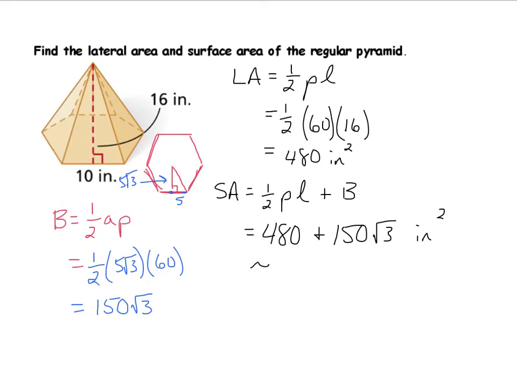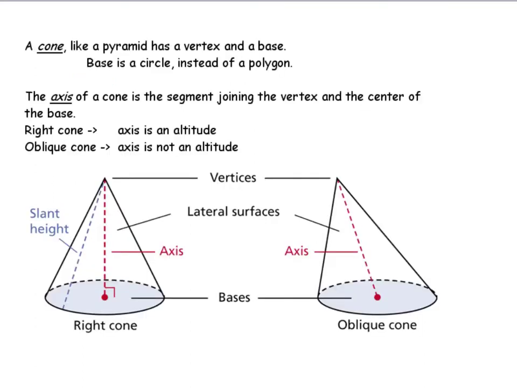Otherwise, if you throw it in your calculator, you could come up with 739.8 inches squared. So since we're talking about pyramids, we might as well throw some cones out there because a cone is really, really similar to a pyramid. The only difference is its base isn't a polygon, it's actually just a circle.